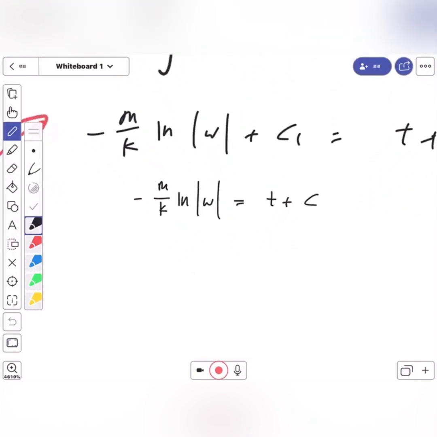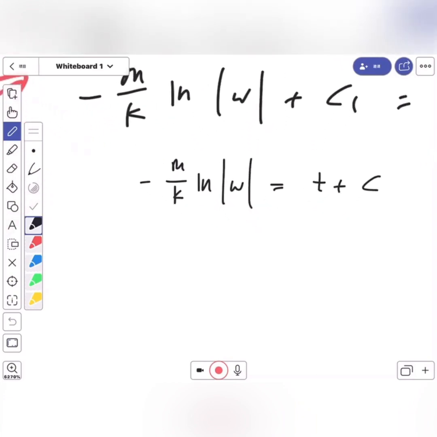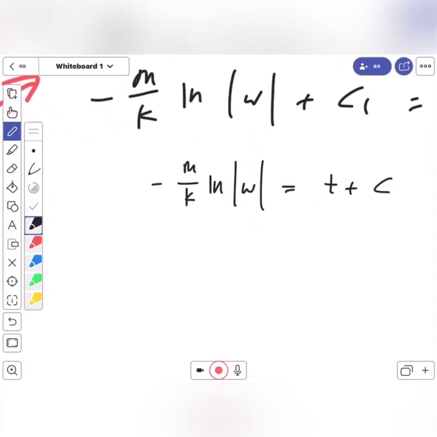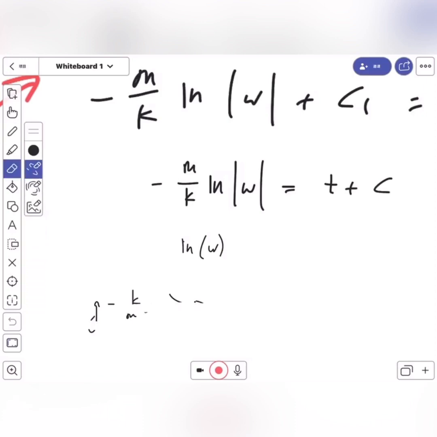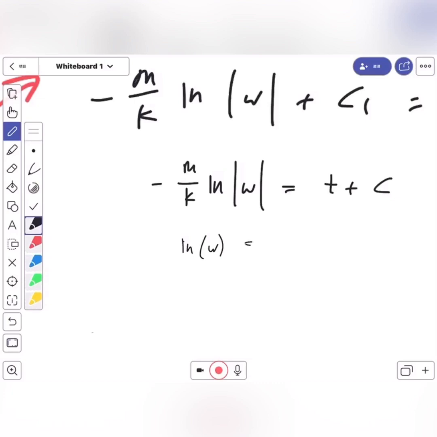Now we raise everything to the e's power. Well, actually we can just multiply this to the other side. We have ln of w, and because g minus k over m times v is always positive, we don't have to worry about the orientation, so no absolute value is needed. So this is equal to negative k over m times t plus c, where c is just another constant, so we can incorporate that into a constant.